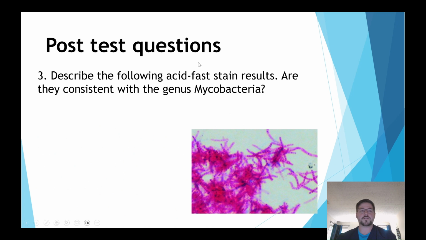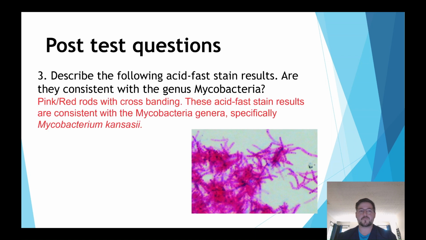And the last question is, describe the following acid-fast stain results. Are they consistent with the genus Mycobacterium? And the answer is they are reddish pink rods with cross-banding. These acid-fast results are consistent with the Mycobacteria genera, specifically Mycobacterium kansasii.